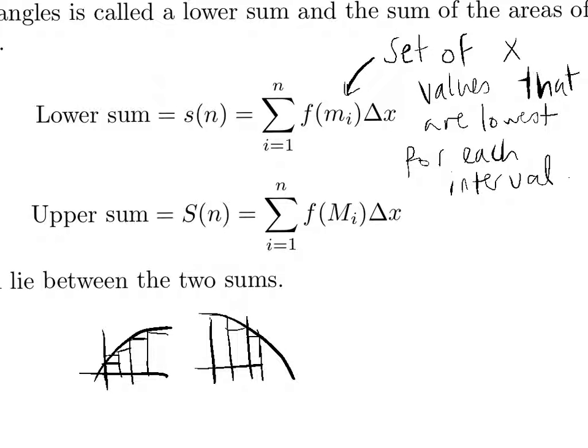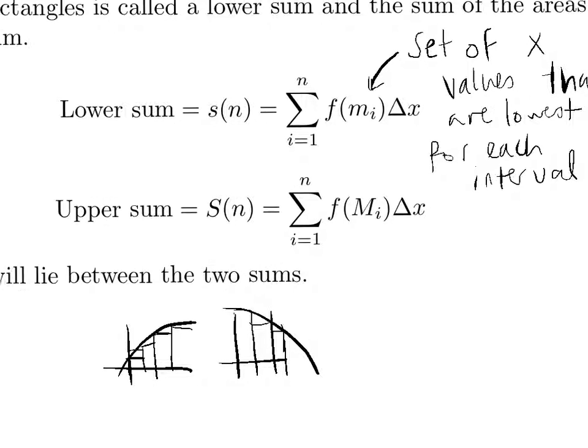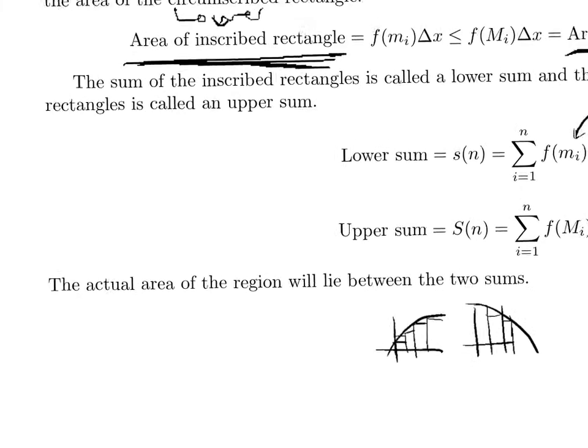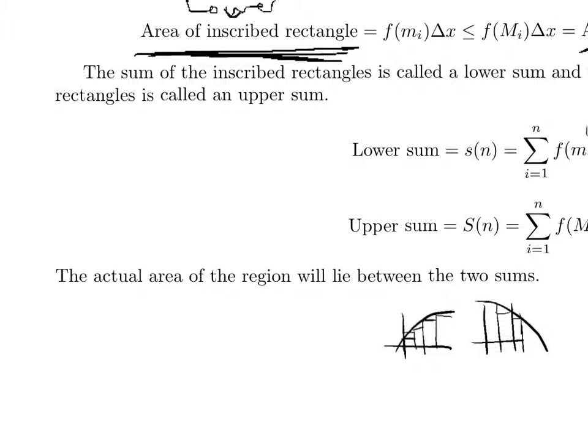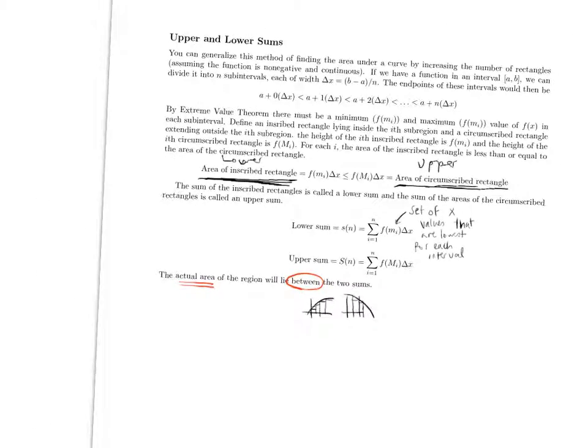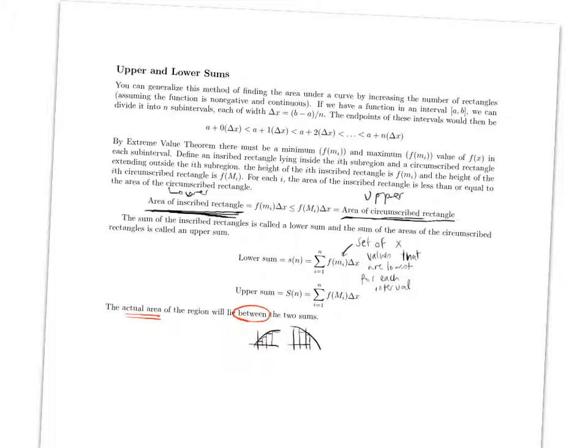So left or right depends on the function, but lower sum is always below the function, upper sum is always above, okay. And the key thing here is that the actual area, which is ultimately what we're looking for, will always be between the two sums. And you might remember from things we've done before, where if we have something between two things, what we do to find the actual thing is take a limit. So that's where we're headed, okay? So the first thing we need to understand is how to find these upper and lower sums. Then we're going to use some limits to find the actual area.